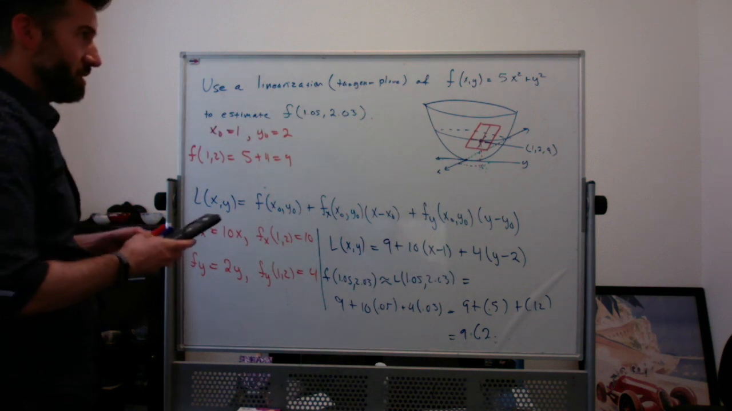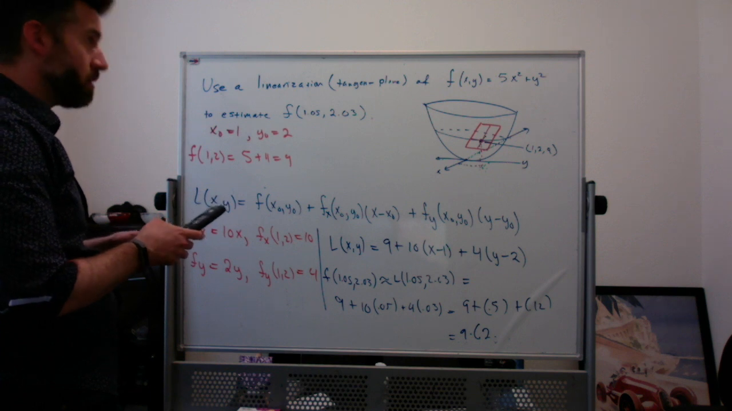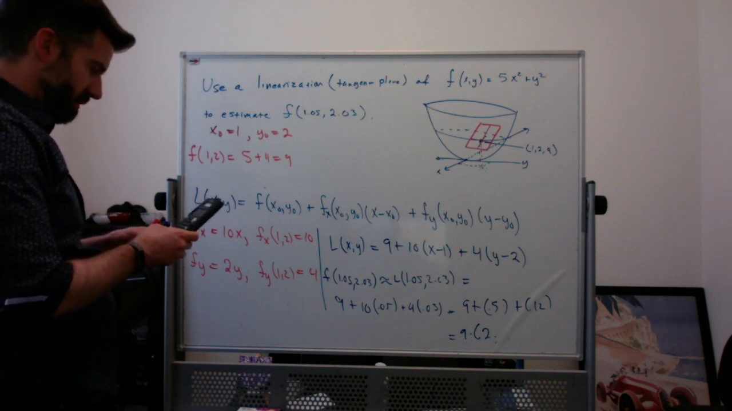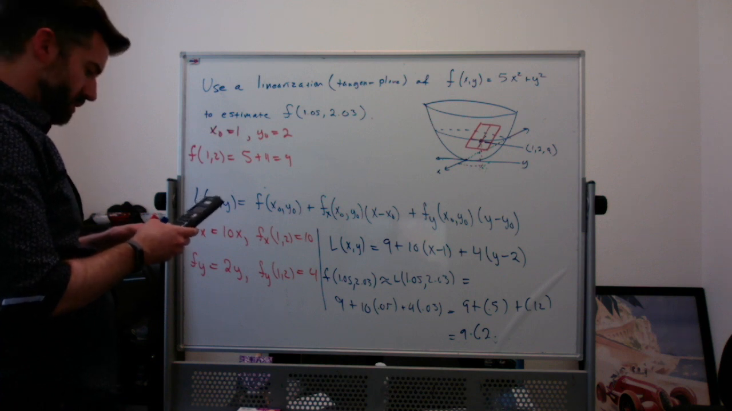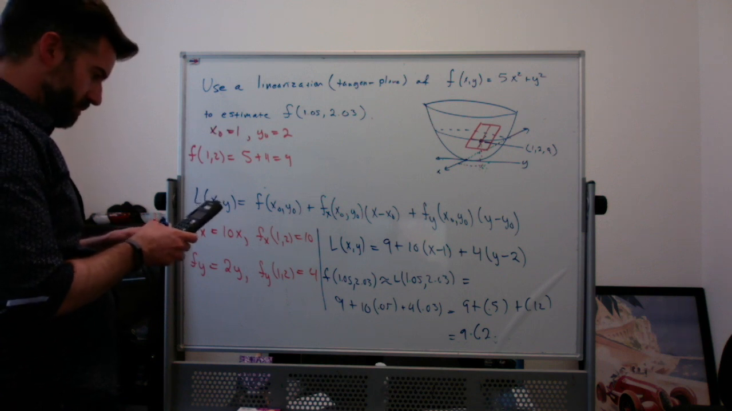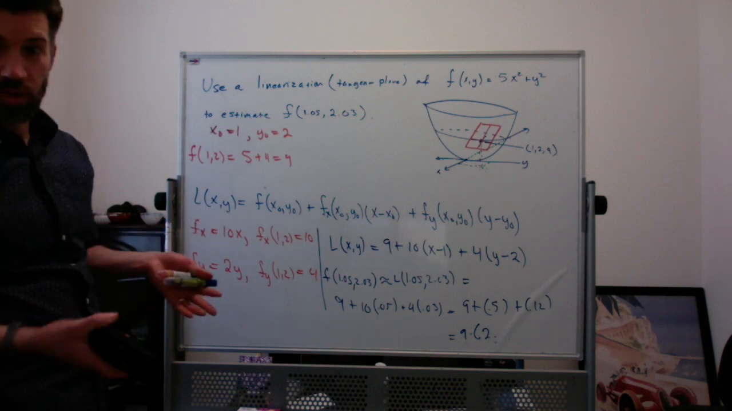Compared to the actual value, if you actually plug this in, you get 1.05 squared times 5 plus 2.03 squared, you get 9.6334. So again, a pretty good approximation.